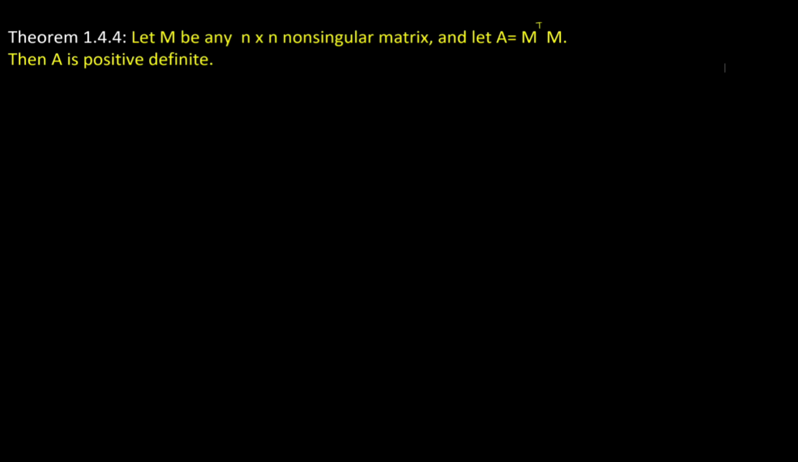We're going to assume the first sentence, that M is any square non-singular matrix, and let A equal the product of that matrix's transpose and the matrix, and we're going to show that A is positive definite. To show that something is positive definite, we need to do two things. I'm going to outline them. This is basically going to be the outline of our proof.